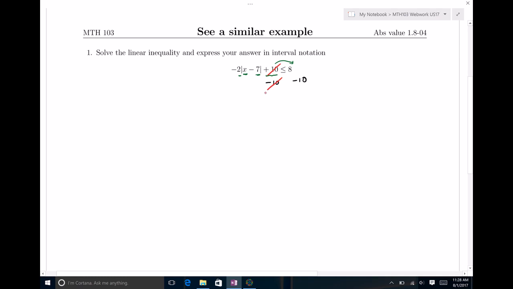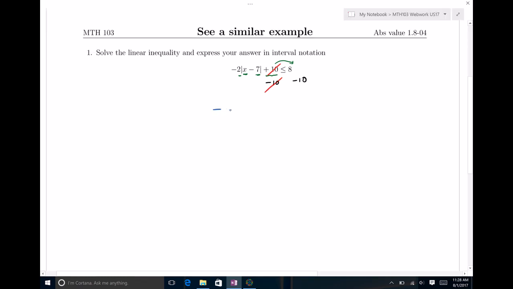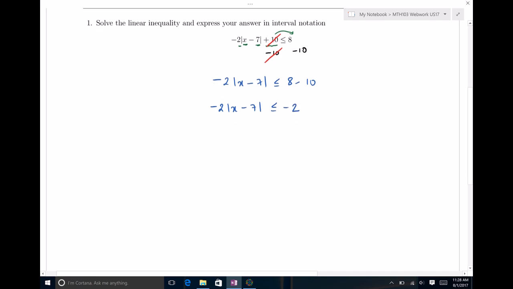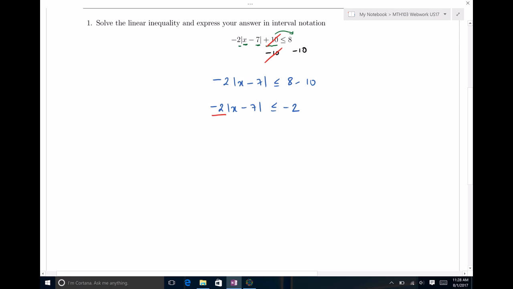Now this means on the left hand side I can cancel 10 minus 10, and on the right hand side the equation now becomes negative 2 times the absolute value of x minus 7 is less than or equal to 8 minus 10, which means negative 2 times the absolute value of x minus 7 is less than or equal to negative 2.